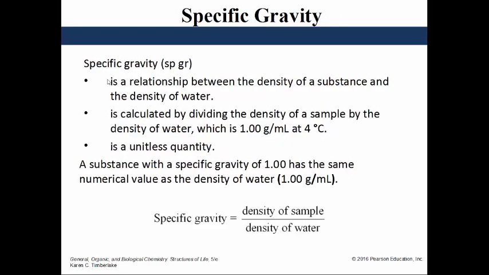The last topic of chapter number 2 is called specific gravity. Specific gravity is a relationship between the density of a given substance compared to the density of water. The way you calculate specific gravity is by dividing the density of the sample by the density of water, which is 1 gram per milliliter at a temperature of 4 degrees Celsius. This value for specific gravity does not have a unit that goes along with it. You just get a numerical answer, because the units used in these calculations will cancel each other out. The formula for specific gravity is the density of the sample divided by the density of water.